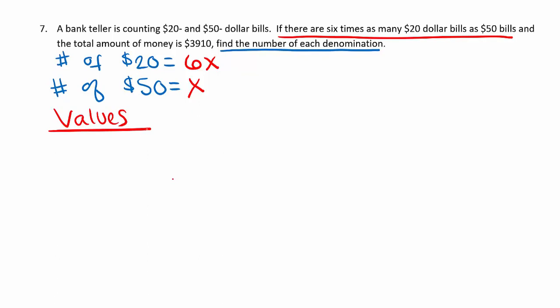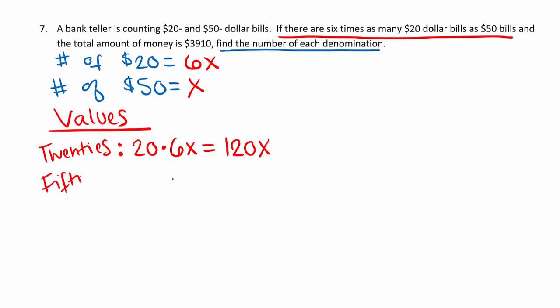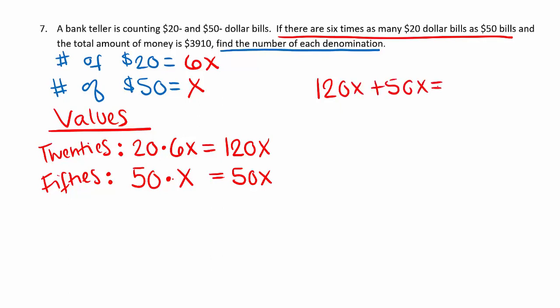So if I have 6x 20s, and each of them is worth $20, the value of all those 20s has to be 20 times 6x, or 120x. The 50s are all worth $50. I have x of them, so the total value would be 50 times x. That means my equation would be adding these two numbers together. The sum of this money has to equal that total, $3,910.